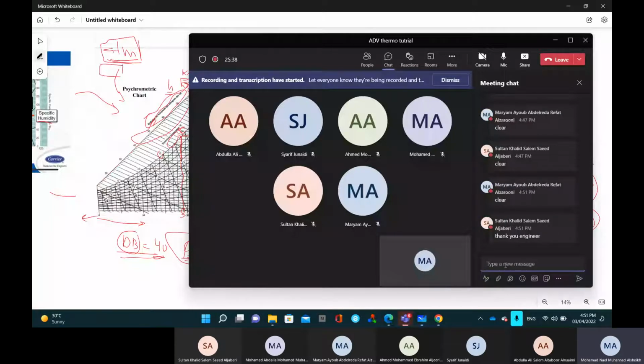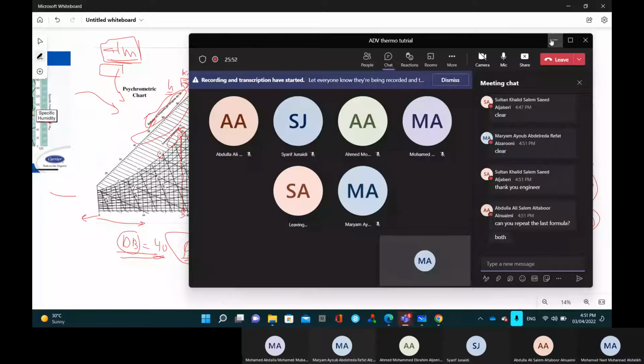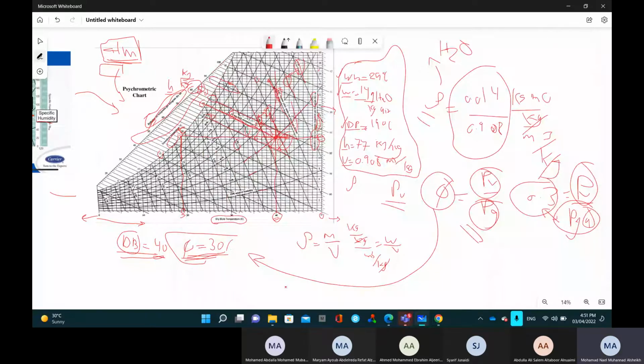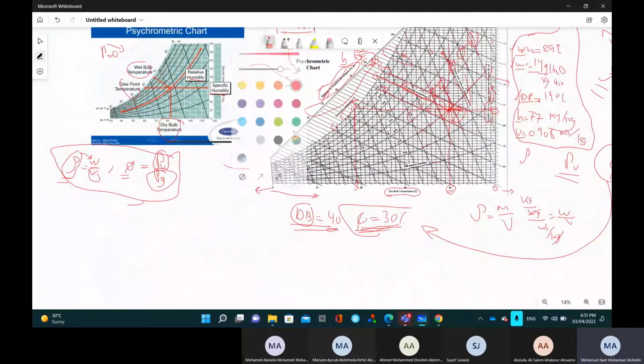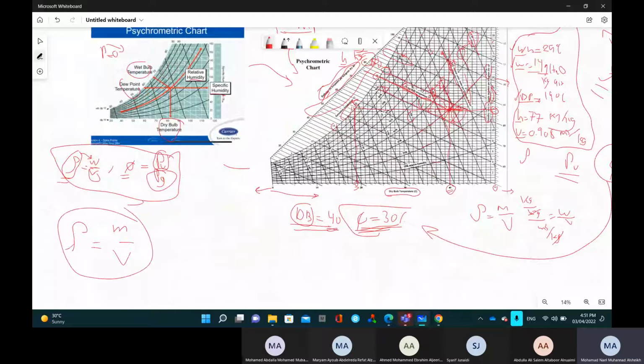So just to recap, the last formula. Okay, which one, the density or the pressure of the vapor? Okay. At the beginning here, the density of anything is mass over volume. This is the basic definition for the density.